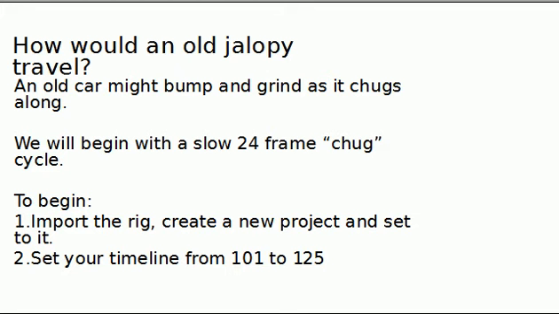What we're doing is really creating a car for a kind of children's TV series, kind of Ivor the Engine or Thomas the Tank Engine kind of car. And what we're going to animate is a slow 24-frame chug cycle. So the car is going to go chug, chug, chug, chug like that. So the first thing you want to do is import the rig. As always, create a new project in Maya, then set to it, and set your timeline from 101 to 125, because we're going to make a 24-frame cycle.